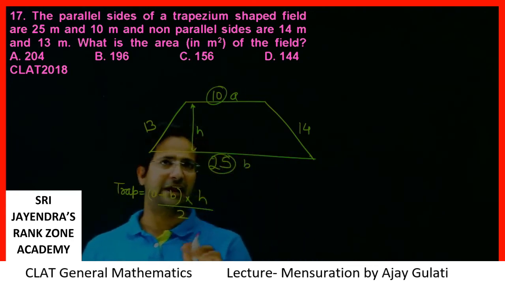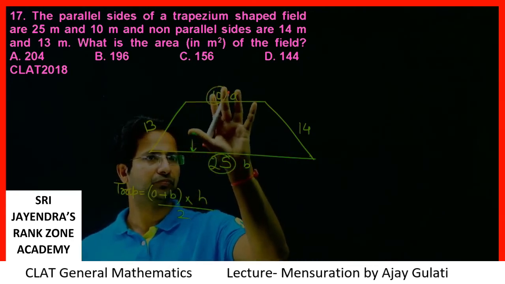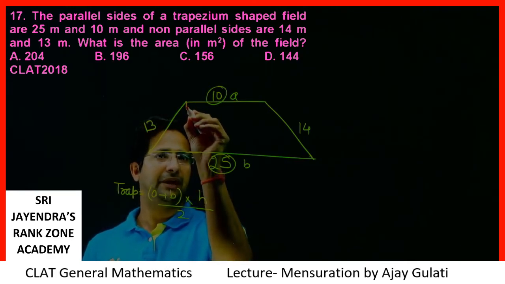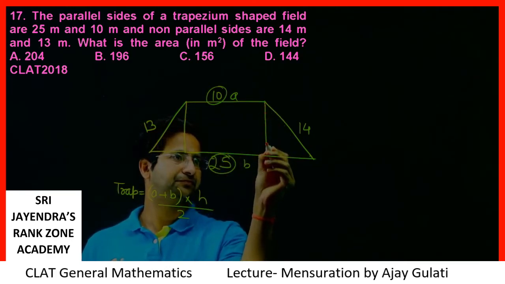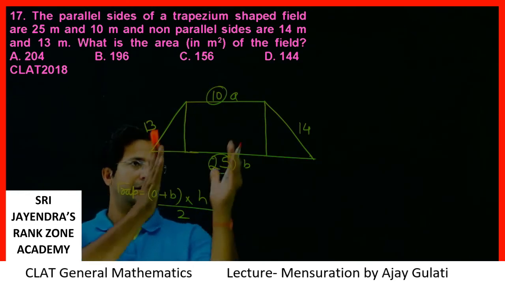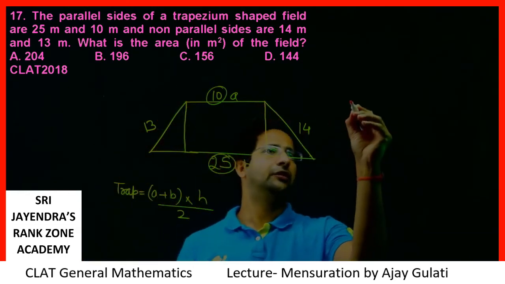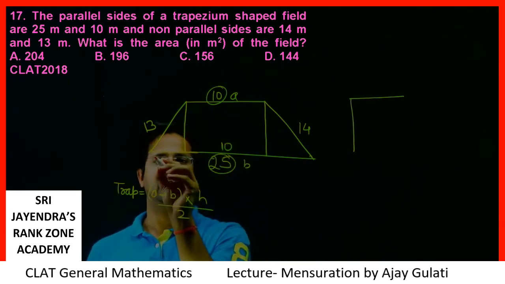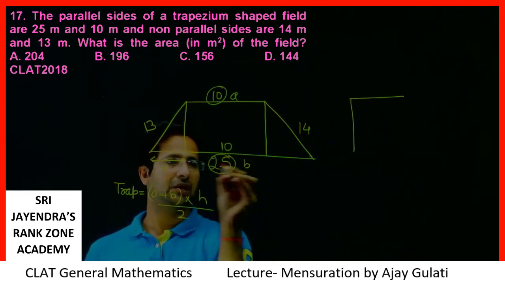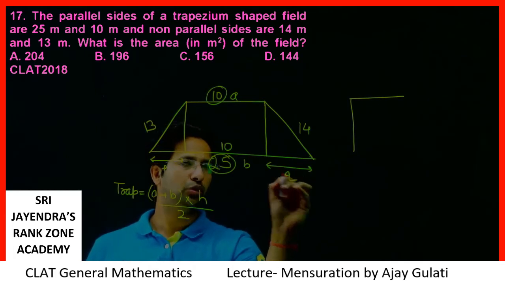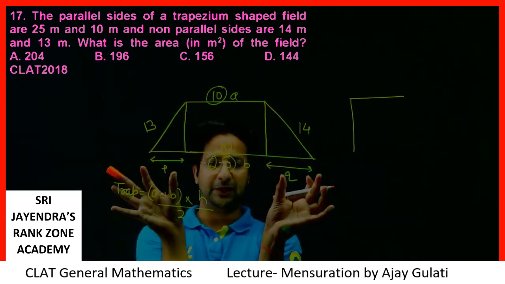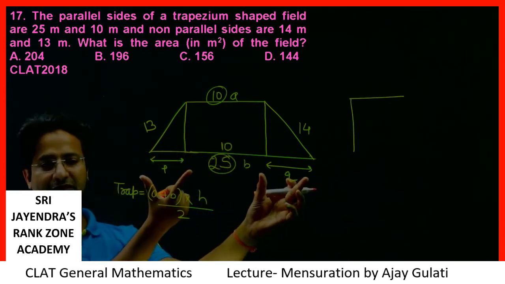Just see this figure as what? I break this figure into two parts. This is 10, this is also 10. Let's say this is P and this portion is Q. This is 10, this is 25, this is again 10. So that means this P plus Q is 15.